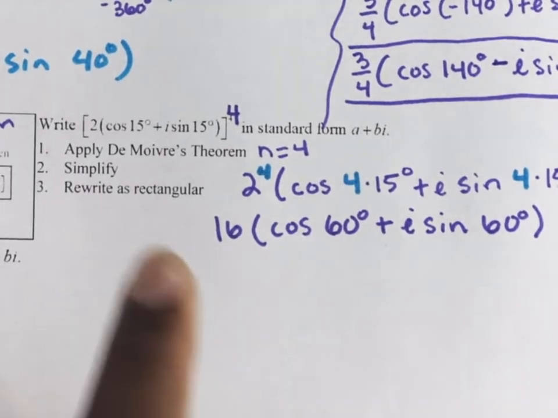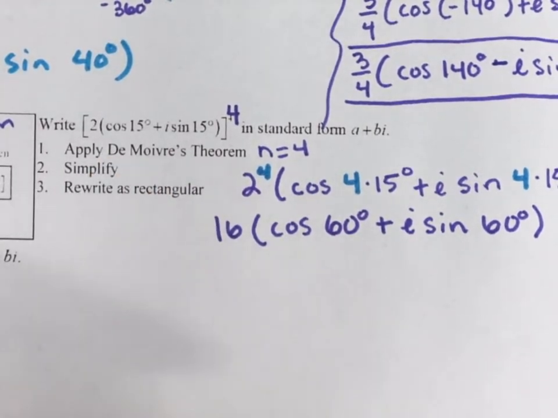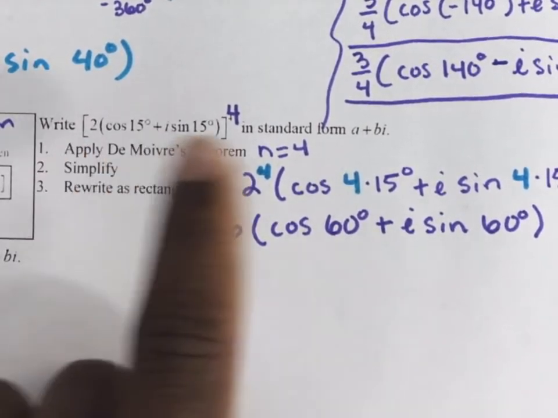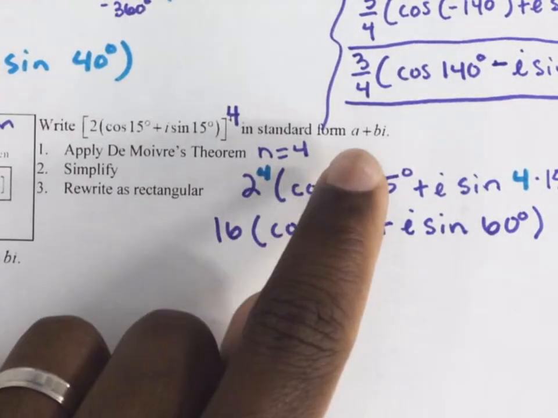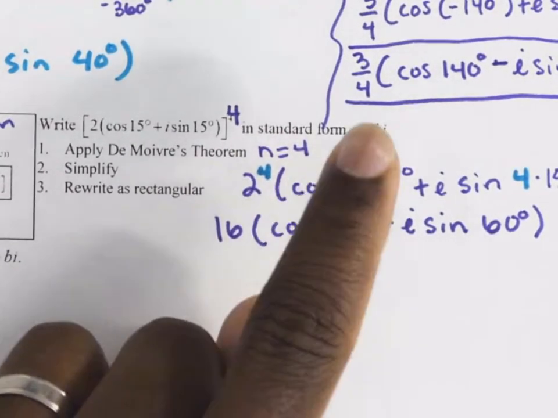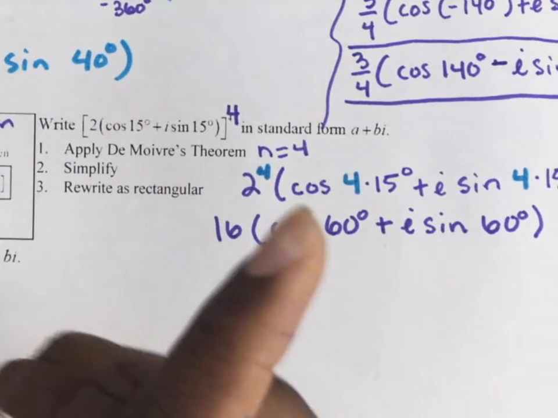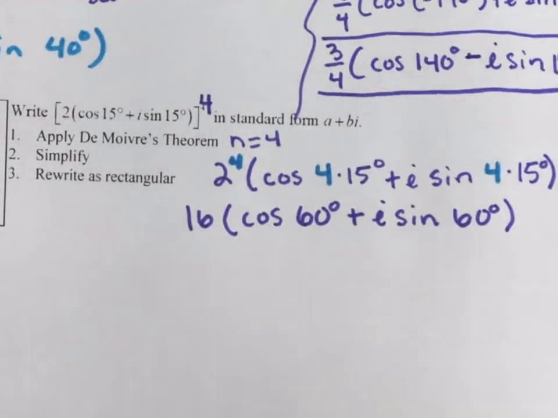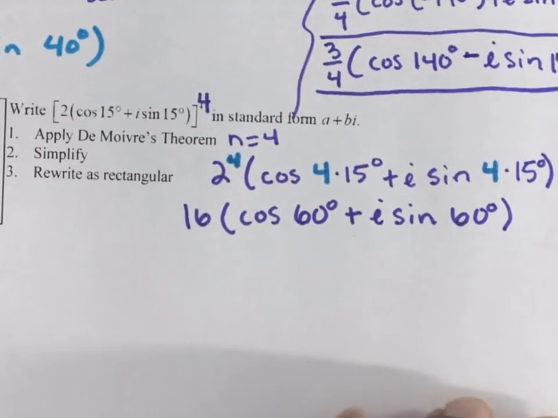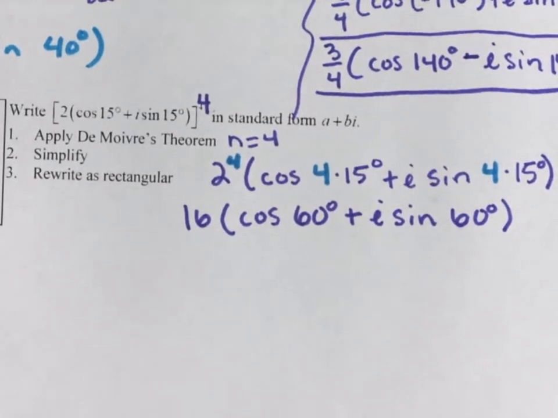How do we want to write this? What does our answer need to be in? Rectangular. Rectangular, also known as standard form. So we need to convert this to rectangular form for our final answer. Anybody remember how we do that? It was easier. It was only like 1 or 2 steps. You multiply it by the x and y coordinate. The x and y coordinates.